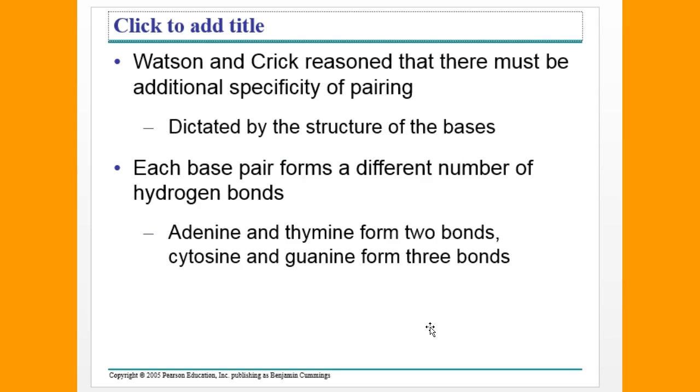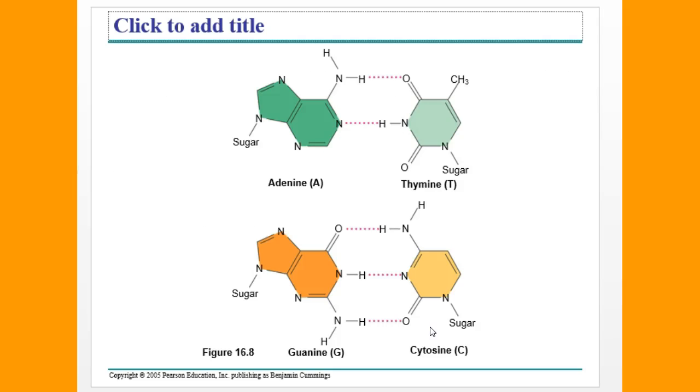Okay. Watson and Crick reasoned that there must be additional specificity for pairing, dictated by the structure of the bases. Each base pair forms a different number of hydrogen bonds. Adenine and thymine form 2 bonds. Cytosine and guanine form 3. Okay, here showing your bond between adenine and thymine and guanine and cytosine.